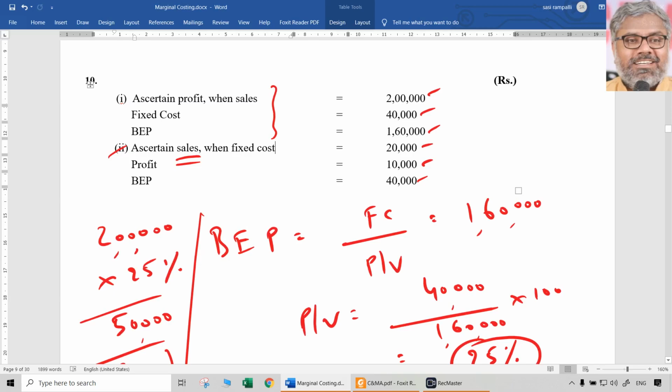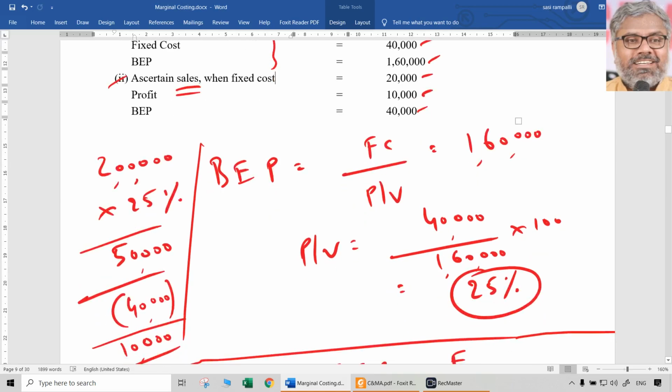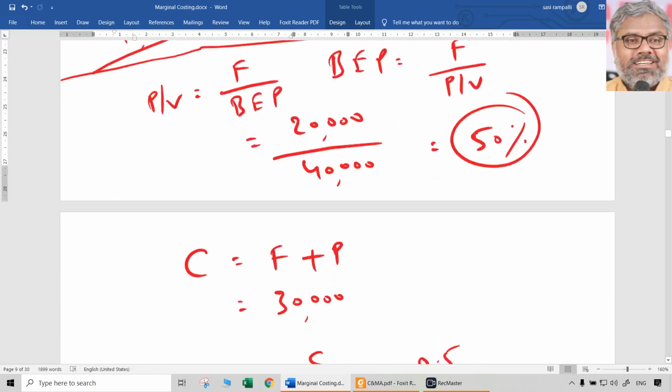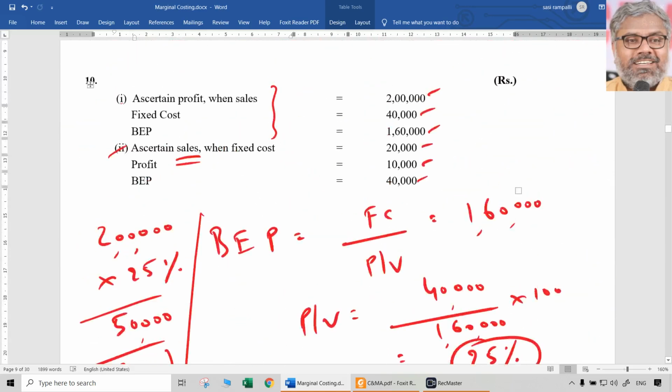So these are straightforward questions. When fixed cost and break even point both are there, you can find out PV ratio. When you know PV ratio and contribution, you can find out sales. That's it. That was question number 10.